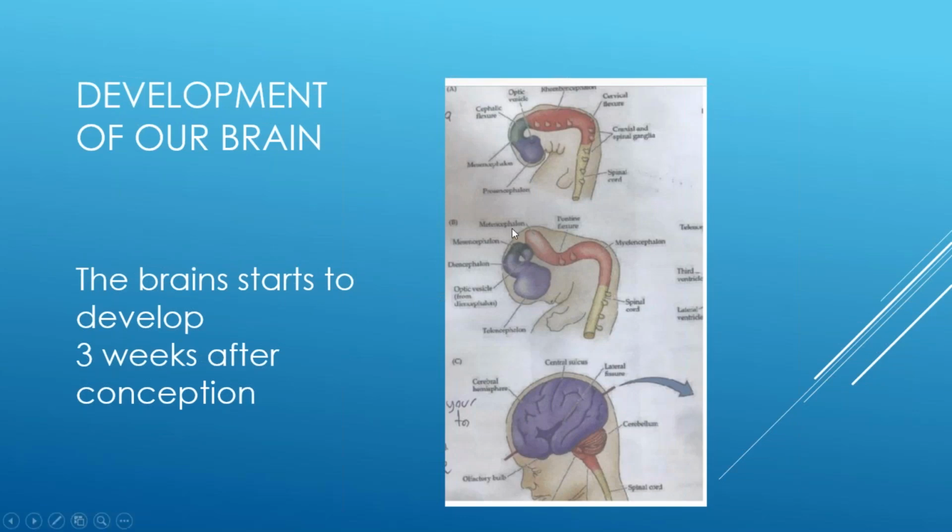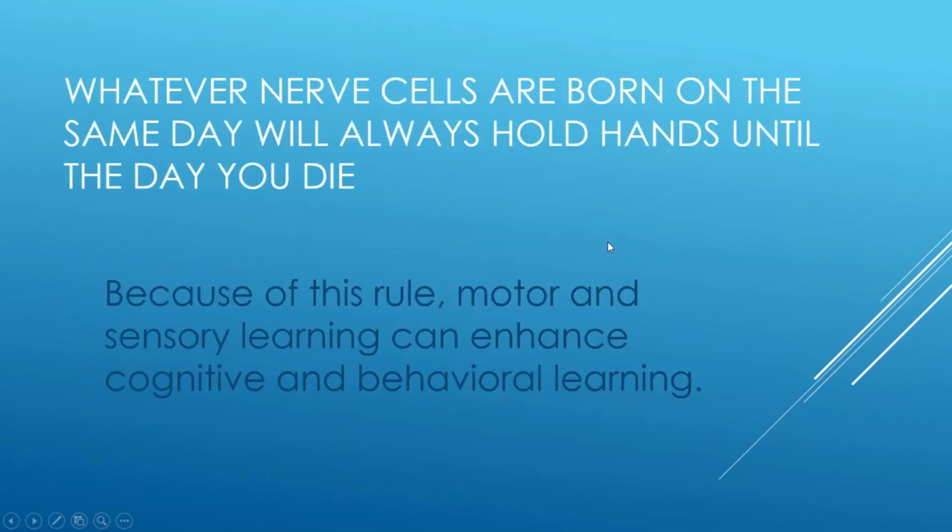Only with that, it's more of a developmental thing. And then we have the rhombencephalon, which turns into your pons, medulla, and cerebellum. So all these guys. So let's talk a little bit about the rule. The rule of embryology when it comes to the nervous system is whatever cells are born on the same day will always hold hands till the day you die. No exception to that rule.